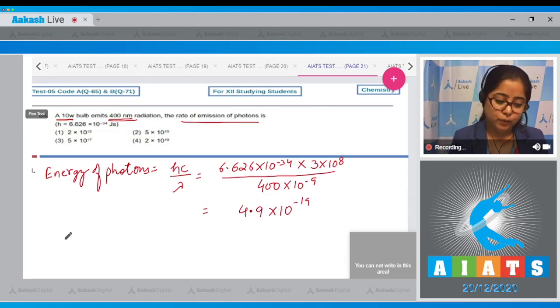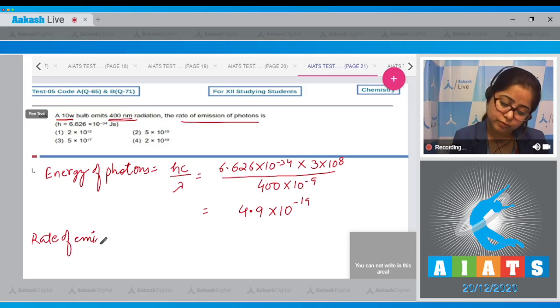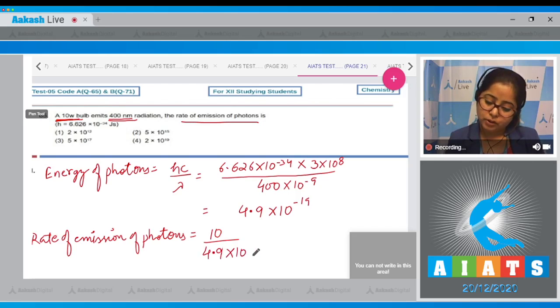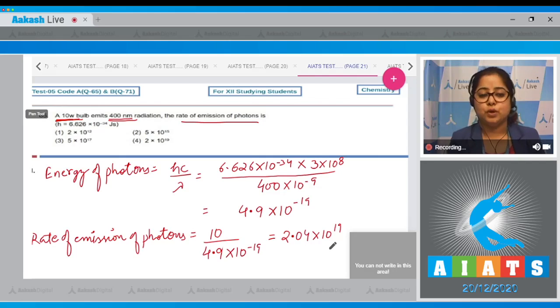Now student, we have to calculate the rate of emission of photons, which is equal to the power of the bulb, which is 10 joules per second, divided by the energy of the photon. So 10 divided by 4.9 into 10 raised to the power minus 19, which is equal to 2.04 into 10 raised to the power 19 photons per second. That means the correct answer for this question is option number 4.